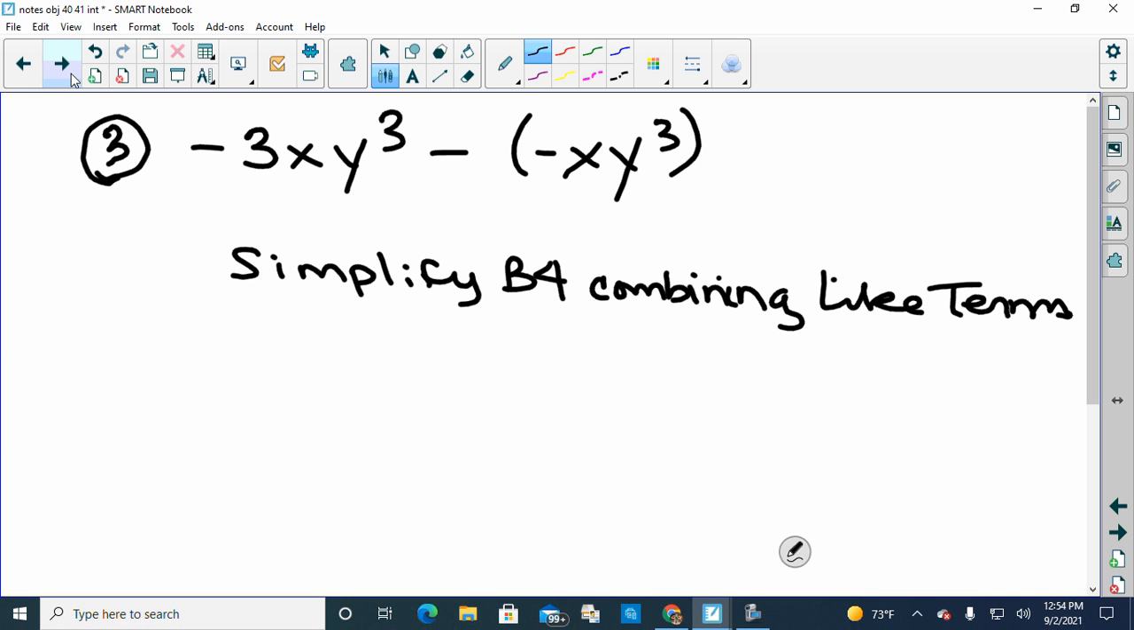It's number 3. So I have a negative 3xy to the third minus, and then in parentheses, a negative xy to the third. Okay, so we cannot combine like terms yet until you have simplified any order of operations that needs to happen. So this next one's going to have more than just that. We have parentheses, and there's nothing inside the parentheses that we need to do. There's none that have exponents that we need to multiply next to.